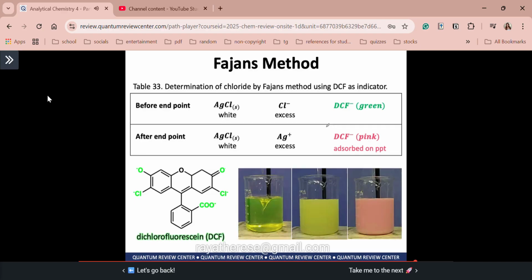Okay, ito, mas clear yung pagka-pink here. Sabi nga ng mga on-site students, parang siyang strawberry pink. Okay, exactly. So ayan, class, ang Fajans method. Like Mohr, ito, class, ay direct. Okay, Volhard naman, class, ang may back titration.